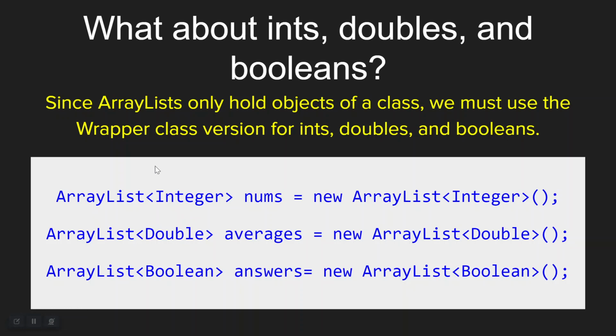So if I wanted to create an array list of integers, I would say ArrayList, and then in my angle brackets, Integer, call it nums maybe, and then equals new ArrayList, in my angle brackets Integer, and then my parentheses. The same thing would happen with doubles or booleans. If I wanted an array list of doubles and call it averages, here's how I would do that. And if I wanted an array list of booleans and call it answers, I could do that. So you can use primitive data types for an array list. You just have to make sure you're using the wrapper class version so that it technically is a reference data type.